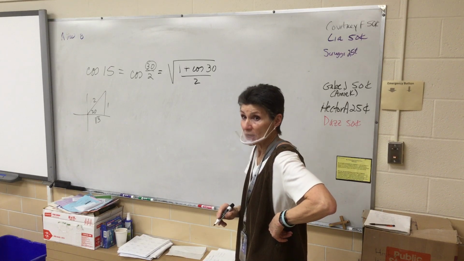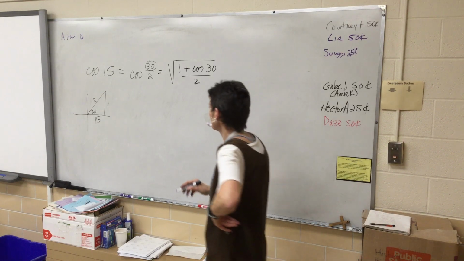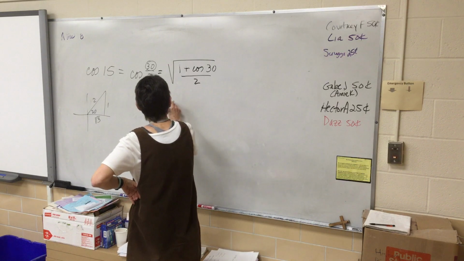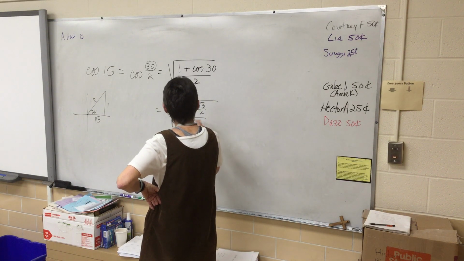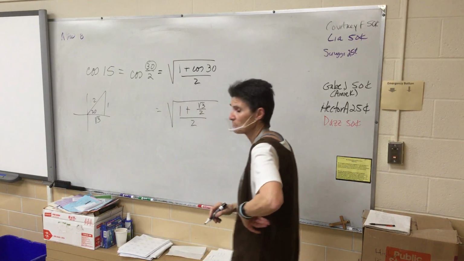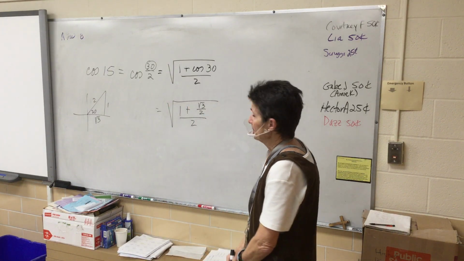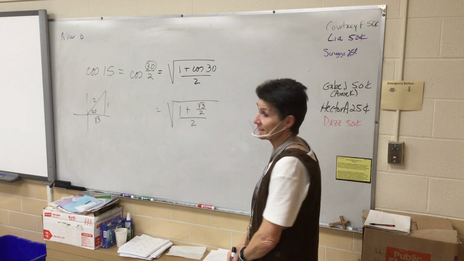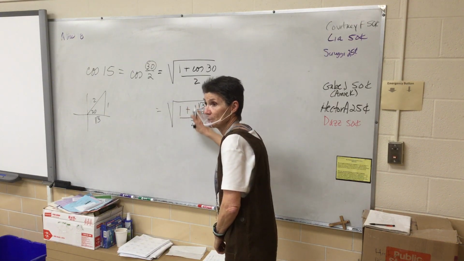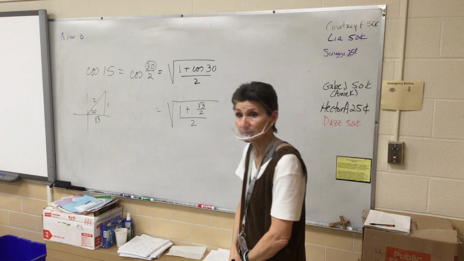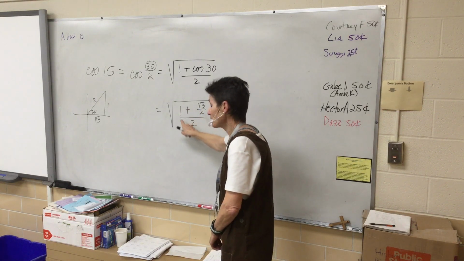Root 3 over 2. Adjacent over hypotenuse, root 3 over 2. So you're going to have, maybe for the first time, a radical under a radical. Don't panic. No big deal. It's perfectly okay. What's not okay is having all that fraction in there. That's called a complex fraction.